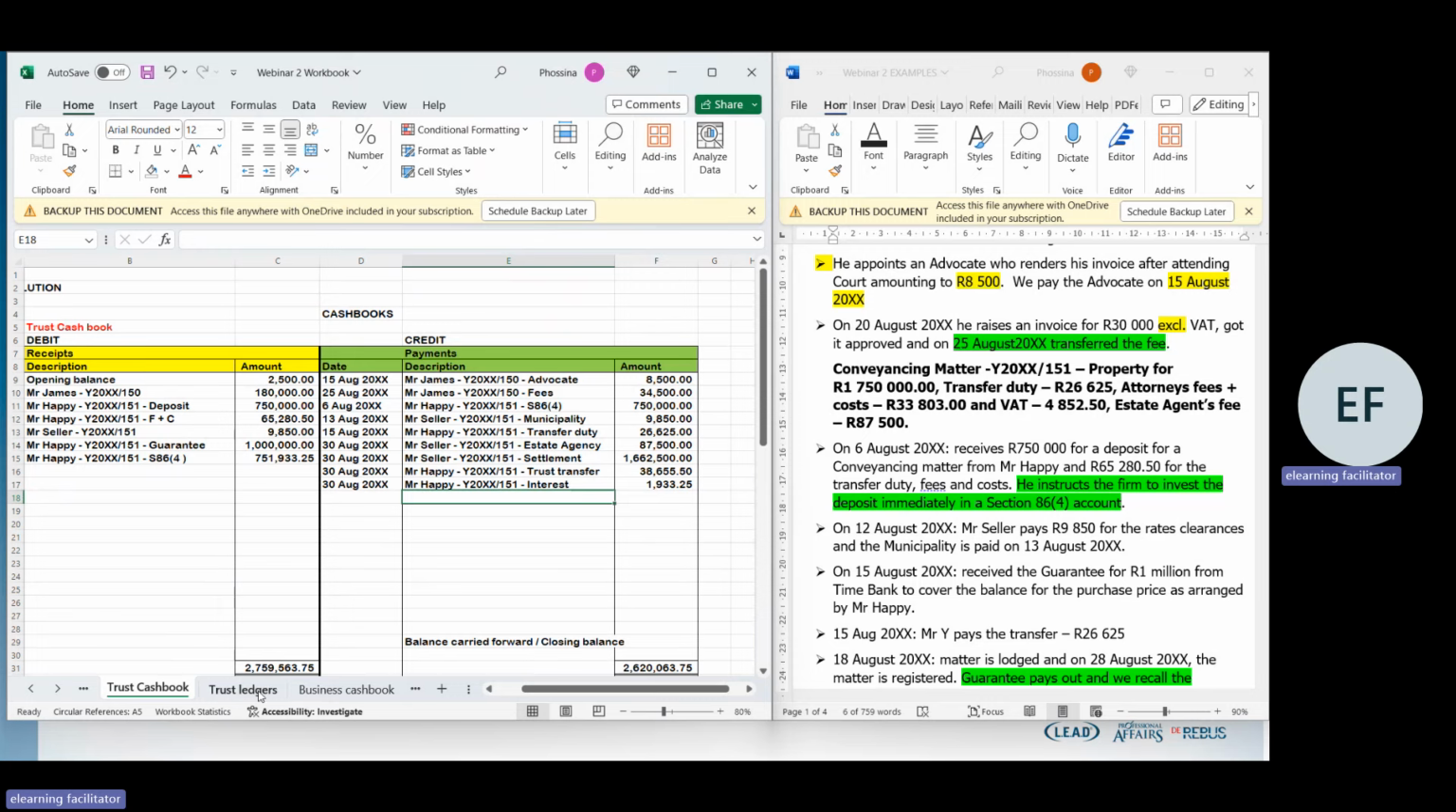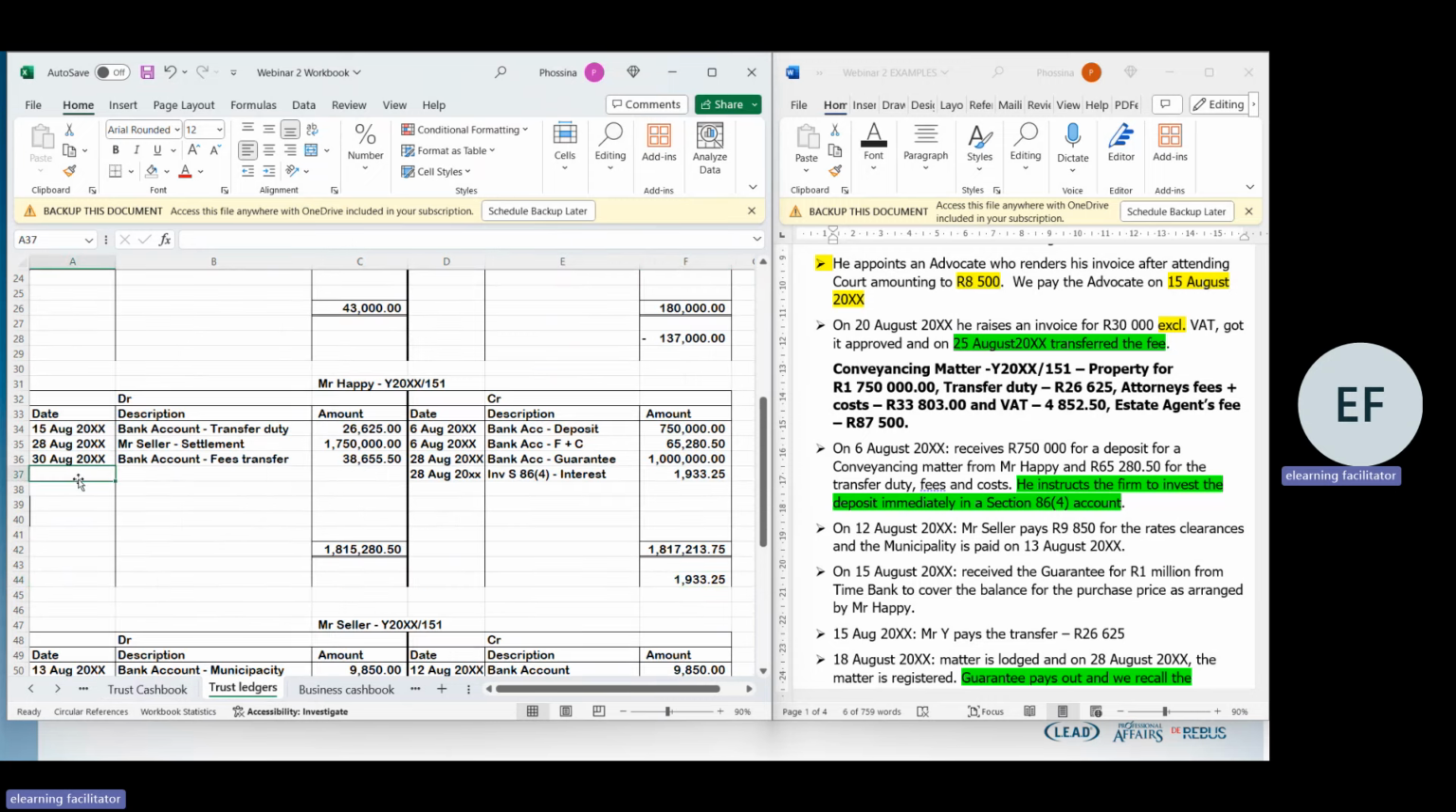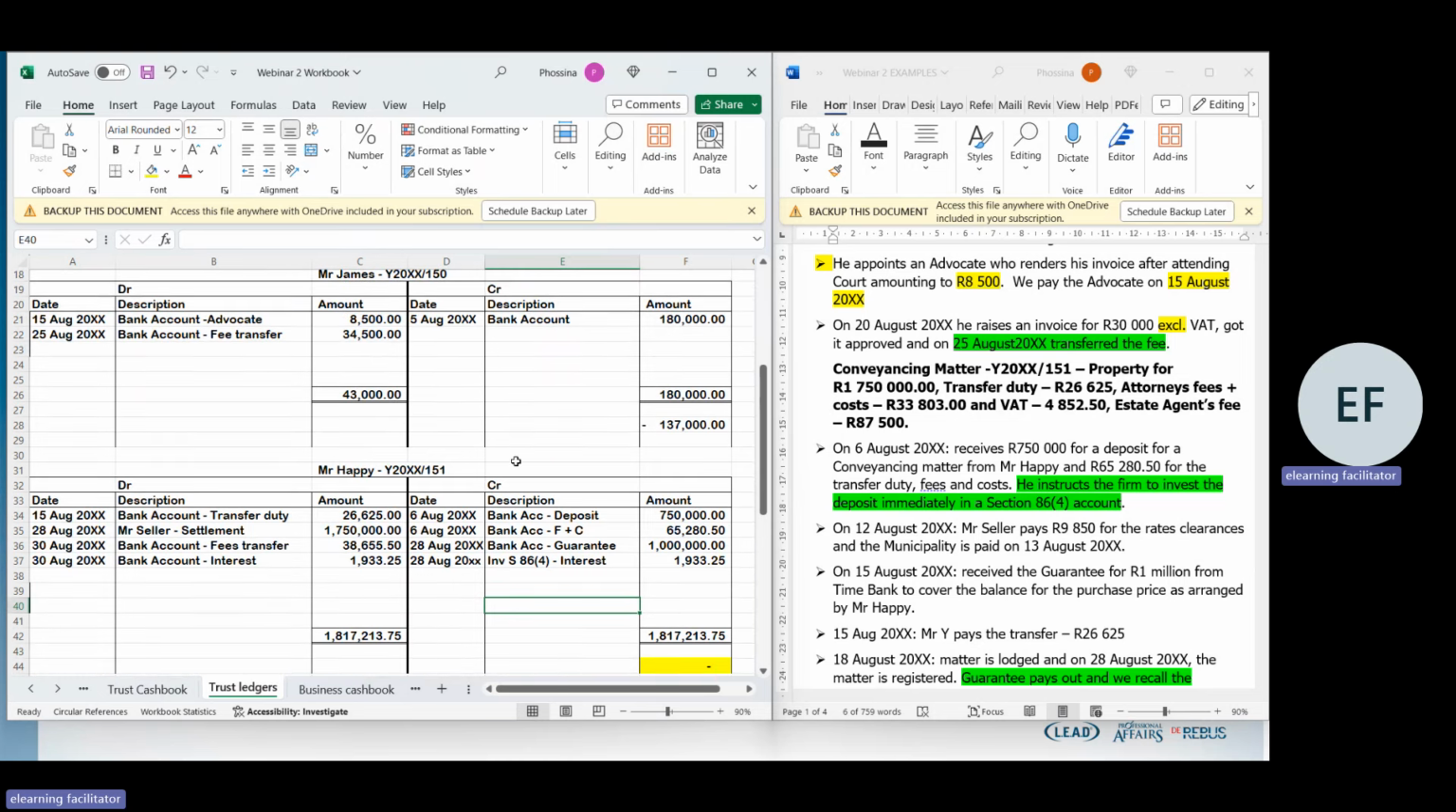And then we come to our ledger for Mr. Happy. We make him happy because he gave us instructions, he gave us money. We were trusted with the matter. And this is interest payment. Like that. To the bank, we pay 1933.25. So if you can look at it, this is now 0. This side minus that side, we come to 0. We are balancing. So we are happy with our conveyancing matter.